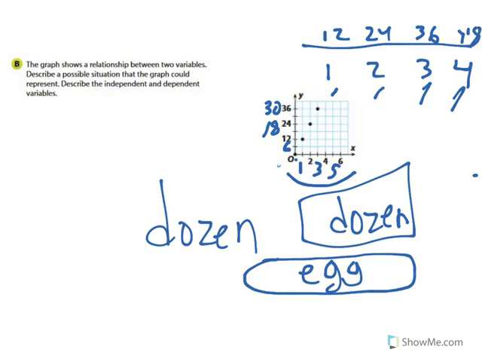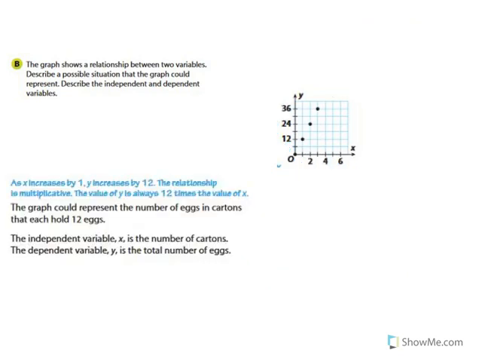All right, and here's GoMath's example of that. You can see the number of eggs in the carton. All right, let's look at our thing. Our x is going up by 1 again. That is our independent variable. And then the number of eggs that you have is going to depend on the number of cartons of eggs, which would be the bottom, right? So it's times 12. That's a multiplicative relationship.